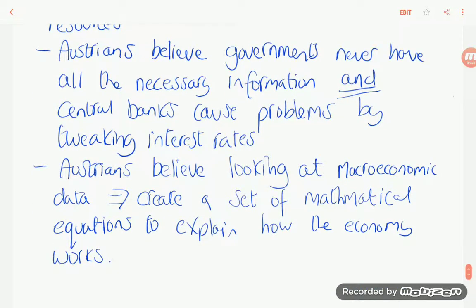Austrian economists also claim it's impossible just to look at macroeconomic data, for example, figures for aggregate demand or supply or inflation, and then simply work out a set of mathematical equations that explains the economy. They say this approach ignores the subjective preferences of all individuals in an economy.